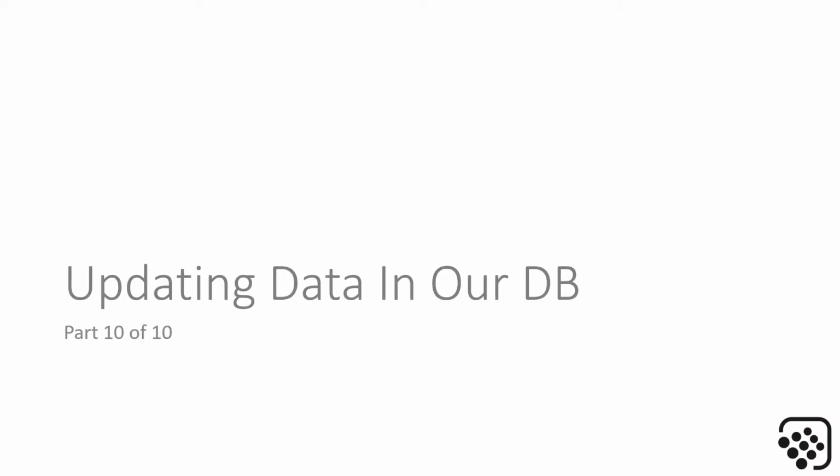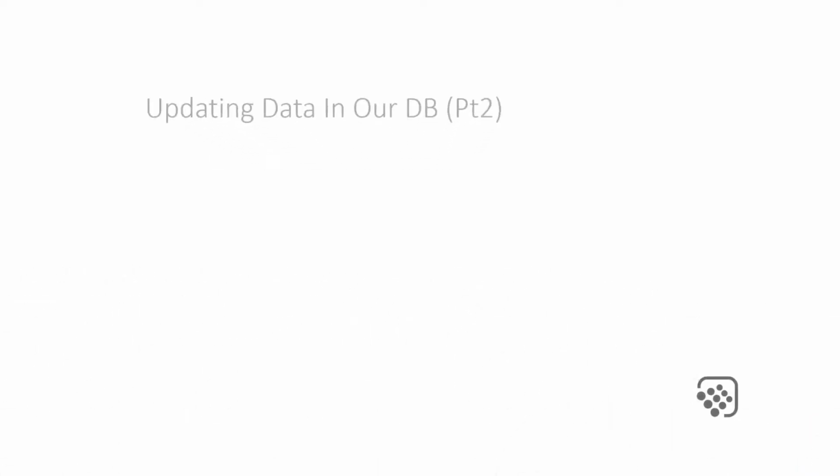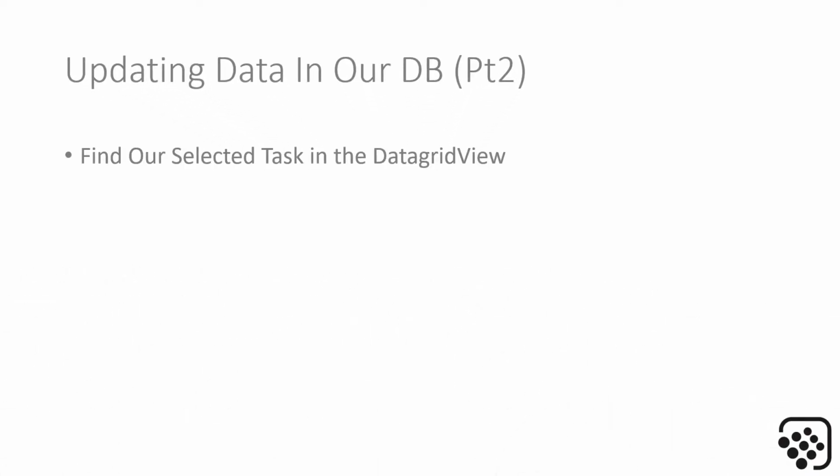Okay, this is part 10 of our tutorial, right at the end, and this is updating data in our database. Now it's actually very similar to deleting data, but let's just step through what we're going to cover. We are going to find our selected task in the data grid view, so we'll have a selected row on the data grid.